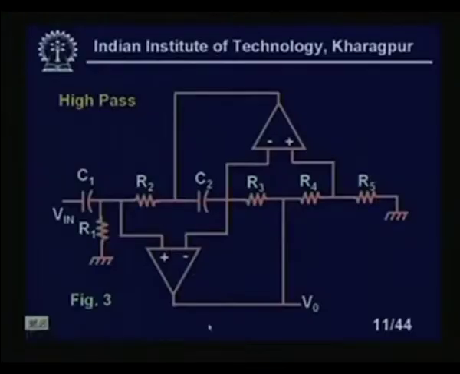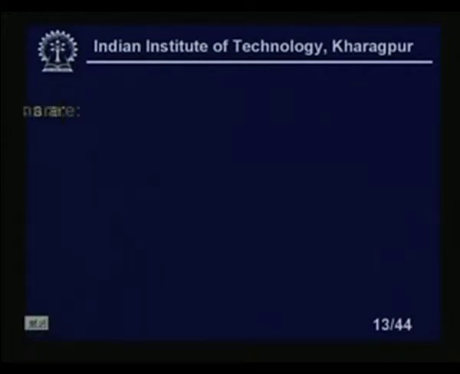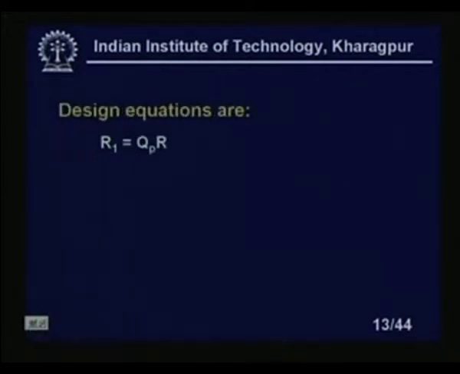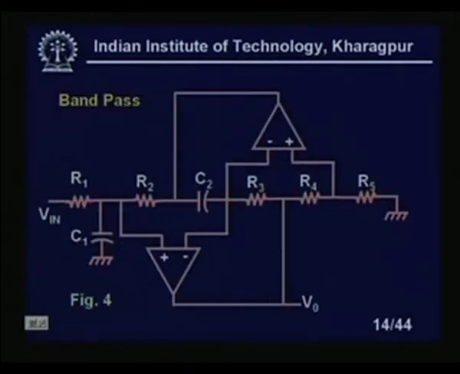From circuit analysis, obviously I can write S square into 1 plus R4 by R5, upon S square plus S upon R1 C1 plus R4 upon R2 R3 R5 C1 C2. Now, the design equations are R1 equal to QPR, R2, R3, R4, R5 equal to R, C1, C2 equal to C, and CR equal to 1 by omega p.